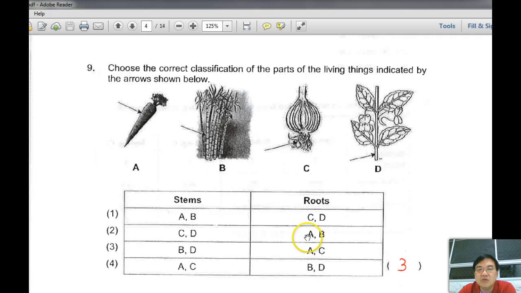Now we just check between 2 and 3. B, is it correct? C, is it correct? Let's take a look. B, is this the root here? Now bamboo, this part, this is the stem, so this B is wrong. C over here, it says C. Okay, C is the root, this part. Those messy stuff over here is the root, so 3 is the answer.